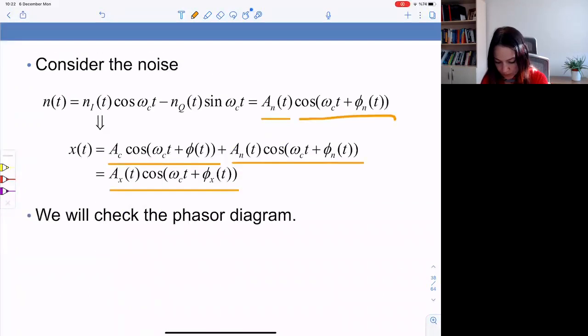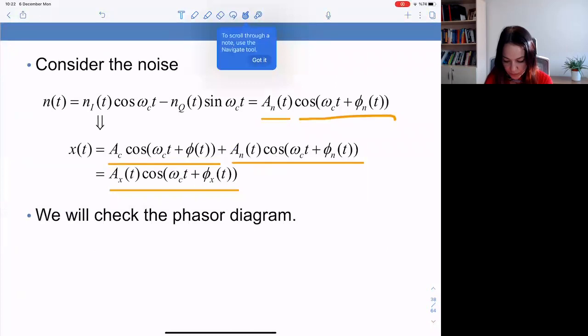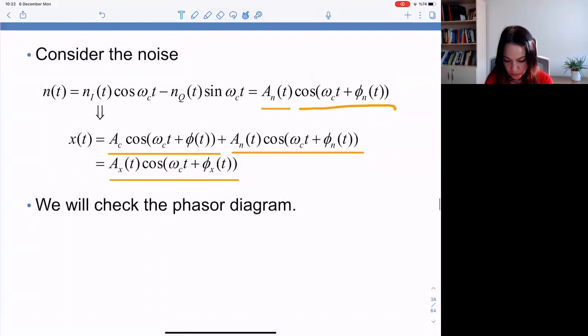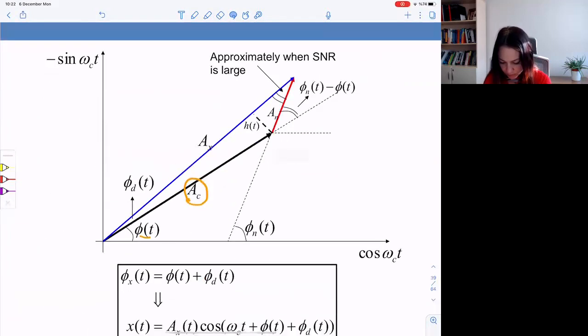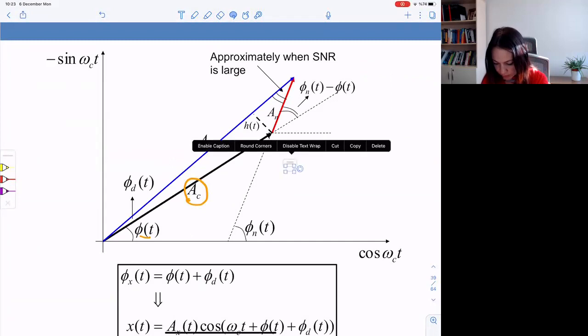Let me take this. Let's see, this is going to work. There's supposed to be a selection tool. I don't think it's this one. It didn't work very well.